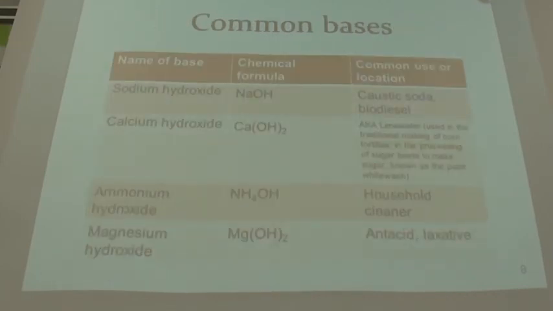Here are some common bases. Sodium hydroxide is also known as caustic soda and biodiesel. You know what you know it as? Drano. It is one of the most powerful chemicals that's available to you as a consumer. You should treat it with care. Calcium hydroxide is lime water. All you need to know is lime water.